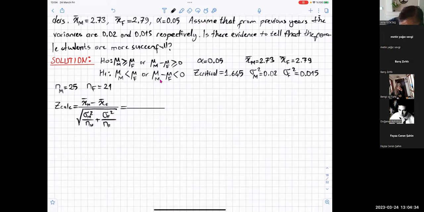X male bar is 2.73 minus 2.79, and this is divided by the square root of 0.02 divided by 25 plus 0.015 divided by 21. This is within the square root. You can also perform the calculation. You can tell me the result of this. I'm trying to do it myself. If you find the result, you just tell me your answer. We can check whether we have the same results.